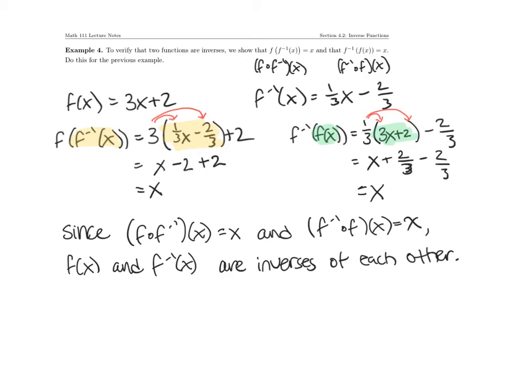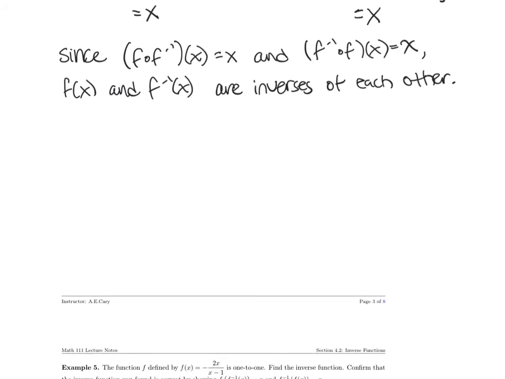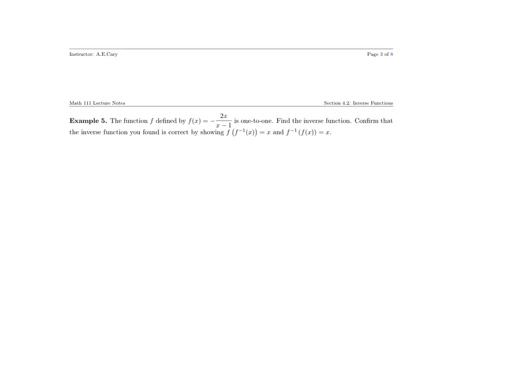Okay, we're zooming through this. Good, because the next one's the hefty one. Let's move on to example number 5. It's absolutely beautiful. So let's see, we have the function f defined by f of x is equal to negative 2x over x minus 1, which is 1-to-1. So they're telling us the inverse is a function. Find the inverse function, and then confirm that the inverse function you found is correct by showing f of f inverse of x is equal to x and f inverse of f of x is equal to x.